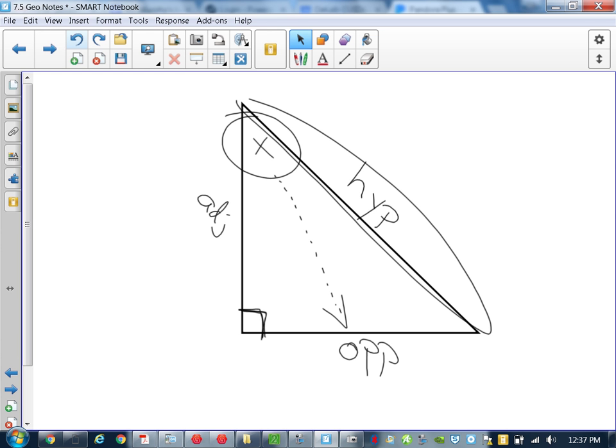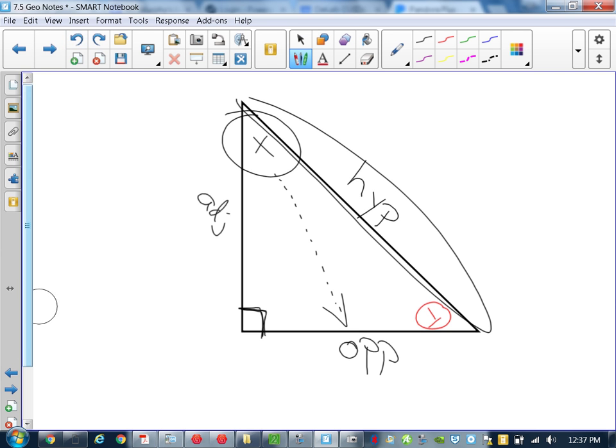It'll always be across from the right angle. Whereas if I was up at the angle on top, I'm looking down at the side opposite me. The side next to me is my adjacent. But if I flip-flop it and I start down here, what changes? This becomes my opposite, and the other side would be my adjacent.